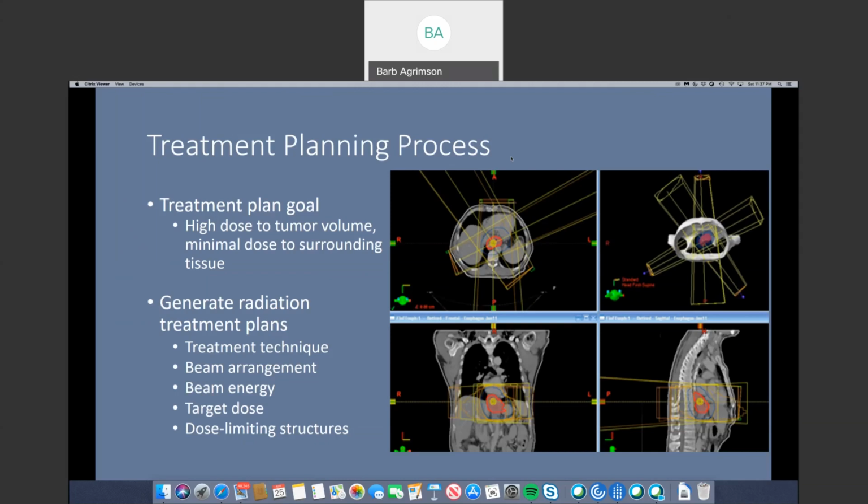We need wedges, those kinds of things are thought out at the beginning, how the beams should be arranged and delivered, what beam energies would be best based on the location of the target and the dose limiting structures, and how can we design the best plan and still keep the actual treatment time within a reasonable duration. Because it is a patient that we're treating who is on a table, and we want to keep it as fast as we can and still maintain a good quality treatment plan.